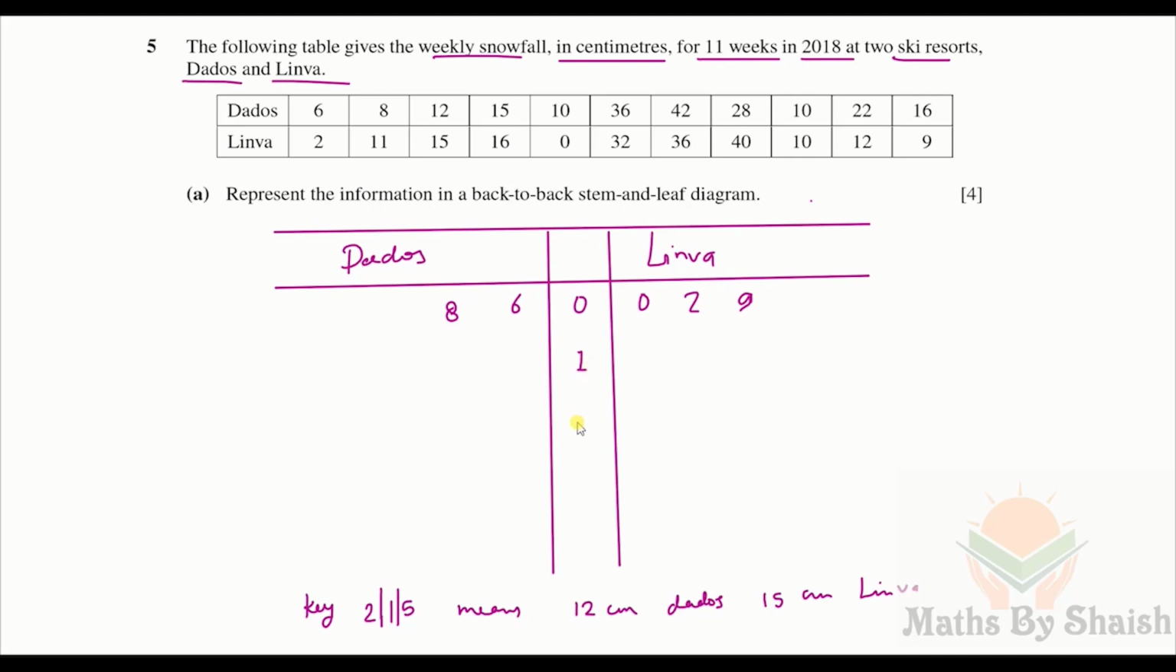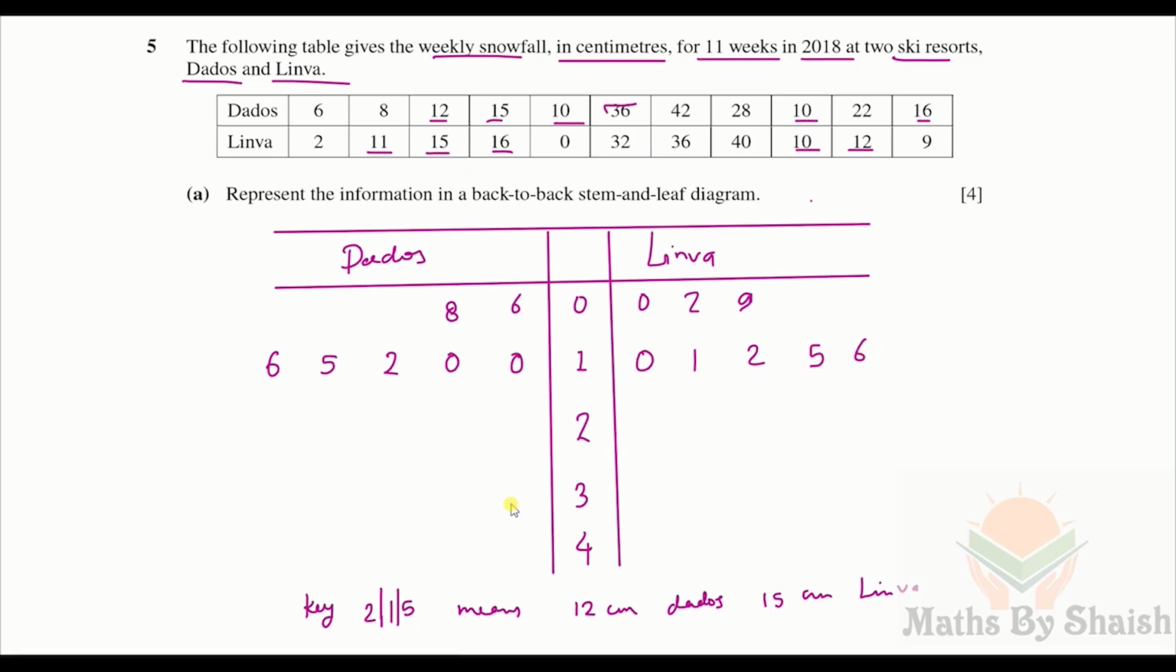Now I write all the values, like it is in the 20s, in the 30s, and in the 40s, so till 4. So in the 10s, for Dados there are 12, 15, 10, 10, 16, so two times 10, 0, 0, then 12, so 2, and then 15 and then 16, and for Linwa it is 15, 11, 15, 16, 10, 12. So it is going to be 0, 1, 2, 5, 6.